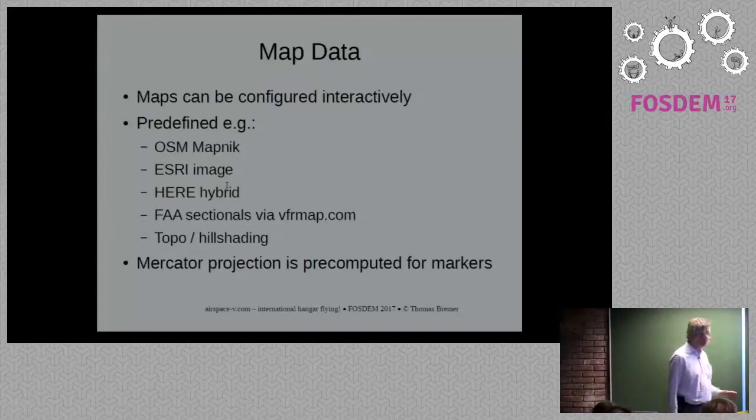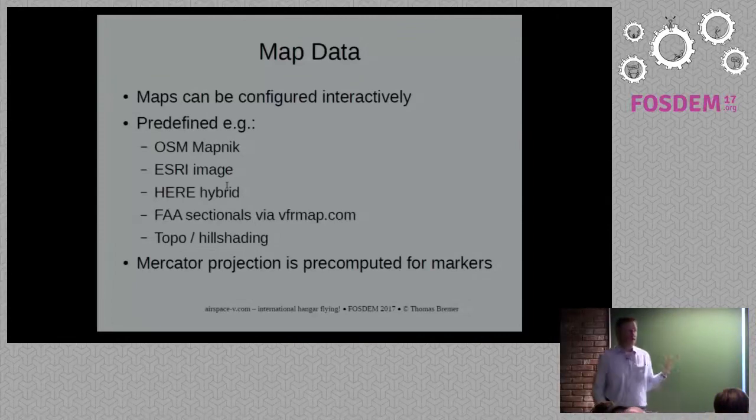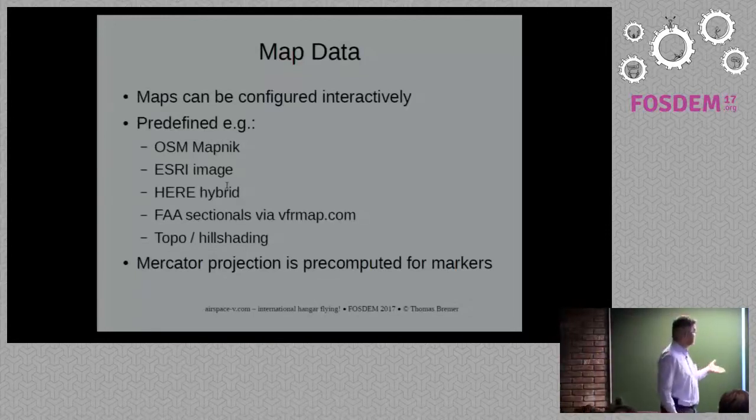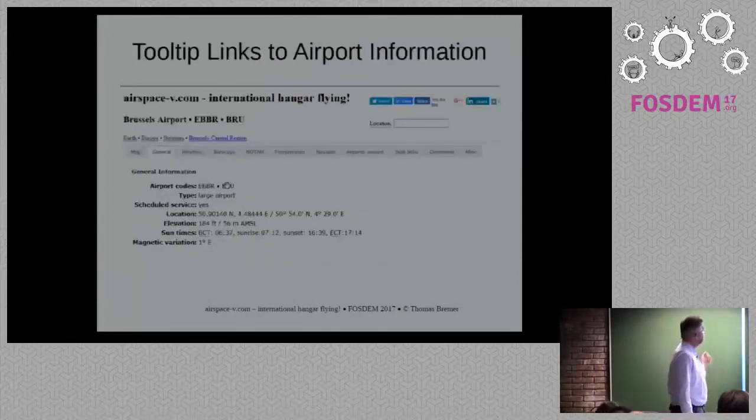What's also interesting are topographic maps and hill shading. This is interesting for aviation, not necessarily in Belgium or the Netherlands, but for instance, if you fly in Austria or Switzerland, then it can become a real concern. The projection of the markers has already been pre-computed. We have several 10,000 markers in the whole database, and this projection is pre-computed to get them rendered quickly.